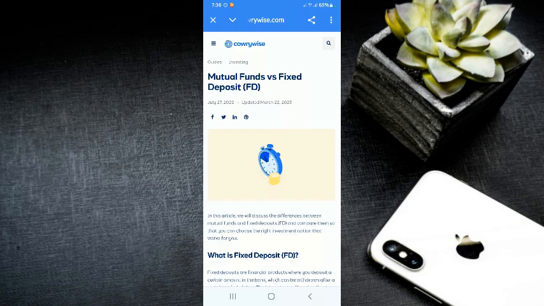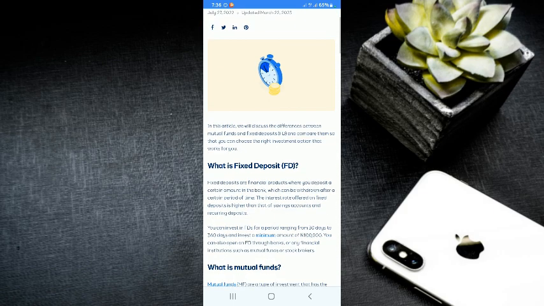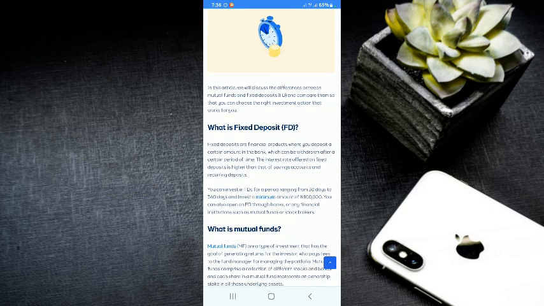Hello everyone and welcome back to this channel. Today I'm going to walk you through the comparison between mutual funds and fixed deposits. Which should you invest in using Cowrywise? The first thing you need to know is that this is an article published by Cowrywise about the differences between mutual funds and FD, and it compares them so that you can choose the right investment option that works for you.